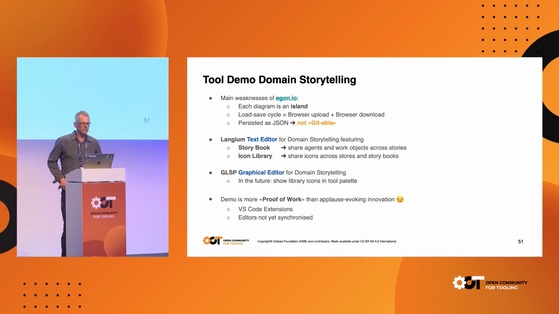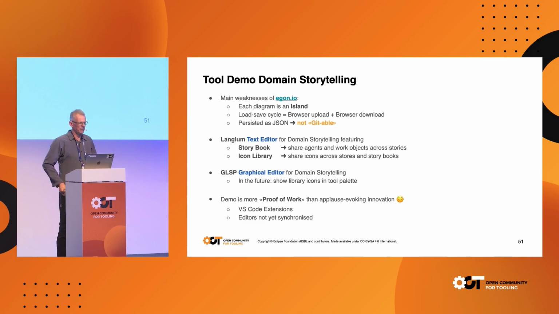The other thing is that this free editor that you can use, it's great, it does the job, but it has certain shortcomings, and the biggest of which is that each diagram is an island. So when you want to change the name of an actor, you have to upload into the browser 7 diagrams, change that name, store it again. It's just, firstly, it takes a lot of time, and it's just lacking consistency. I want a tool to do this for me. Also, Egon is persisted as JSON, which is not Gitable.